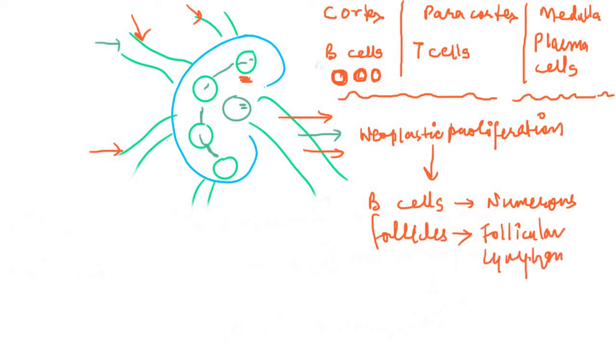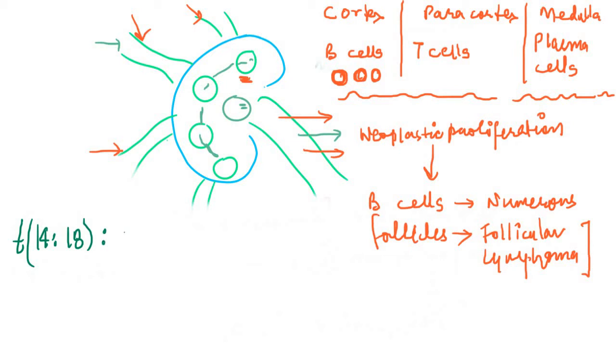Now you might be thinking, what is the pathogenesis of this follicular lymphoma, like how is it driven? So basically in follicular lymphoma there occurs a characteristic mutation which is called the t(14;18) translocation. So there is a mutation which is called translocation 14;18. Now let's understand this translocation.